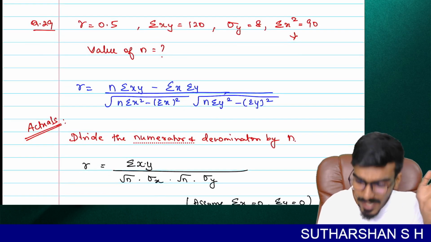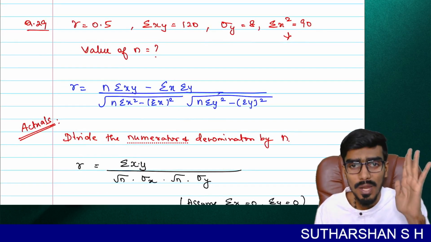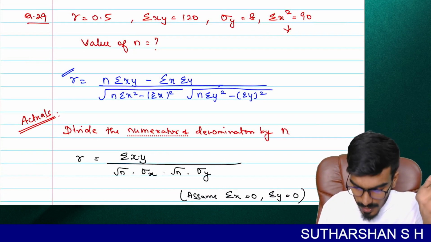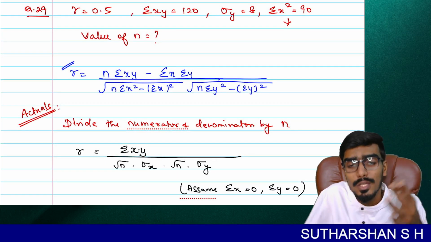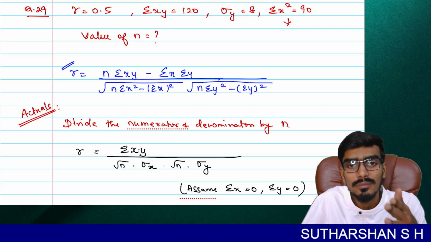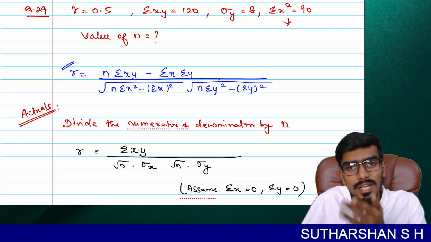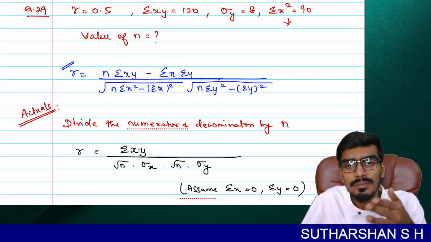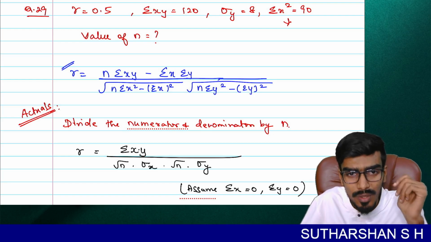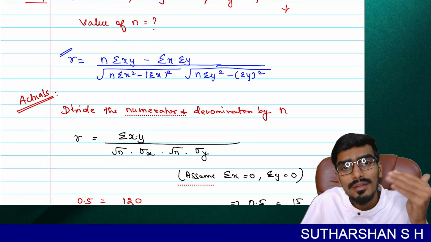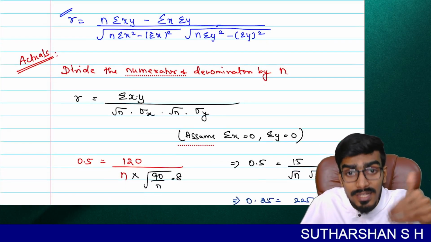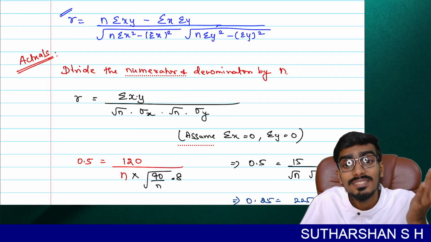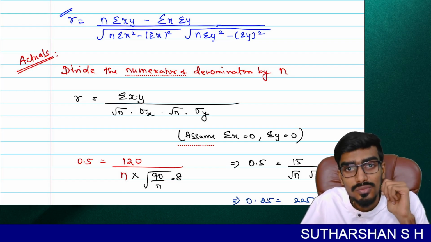See, just writing it for a better example. First thing, we can go with a two-way formula. This is one way. What is the formula? N into summation xy minus summation x into summation y, divided by root of n into summation x square minus summation x the whole square, into n into summation y square minus summation y the whole square. This is one formula. What you need to do? Divide the numerator and denominator by n, and by assuming summation x and summation y will give you 0 values.